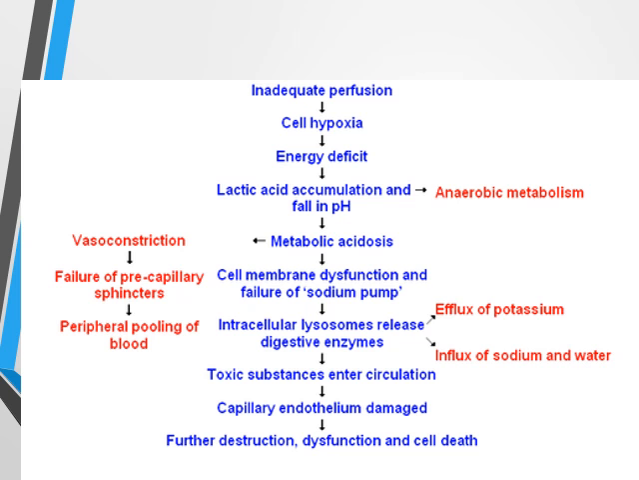This is a nice cascade is what they call it. It's the path of what happens when you start out with inadequate perfusion. So you can take a look at that and notice that the end point is destruction, dysfunction, and cell death.